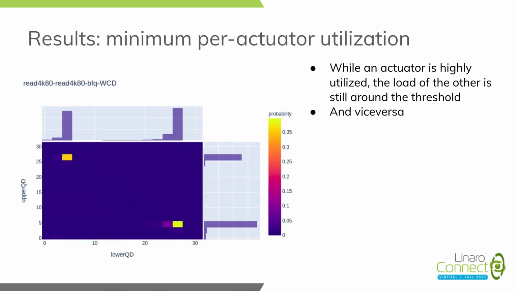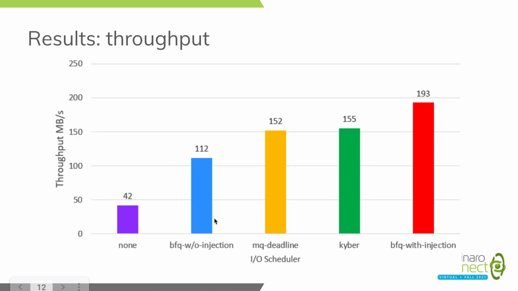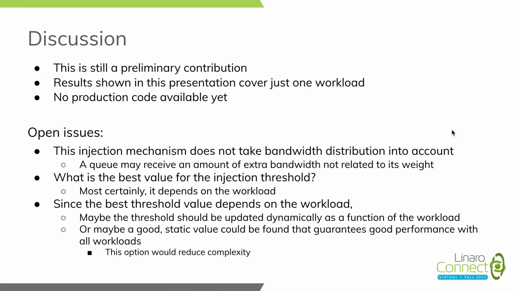As an initial threshold we tried a value of 4, and this is the result. As you can see with the heat map, now none of the actuators is ever idle. We are around this threshold value of 4, both for the lower and for the upper actuator. And in terms of throughput, these are the results with BFQ with this injection implemented, for the same workload shown so far. These are the results with the other IO schedulers, and with BFQ without injection, just to show you the improvement that we get.